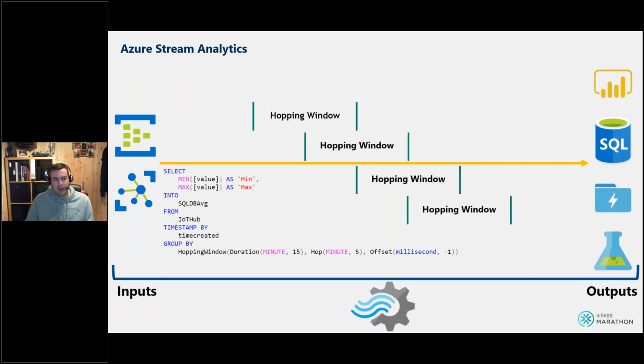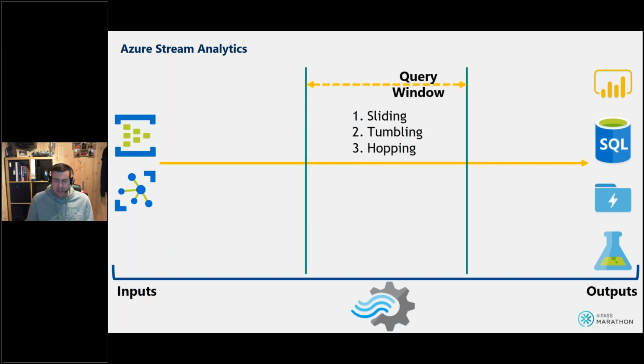Lastly, our hopping window. The difference between tumbling and hopping windows is quite simply that the hopping window has an overlap with its previous window. So three things to bear in mind, three windows that we can define for our Stream Analytics query. And those windows help us with the aggregations that we might want to perform.